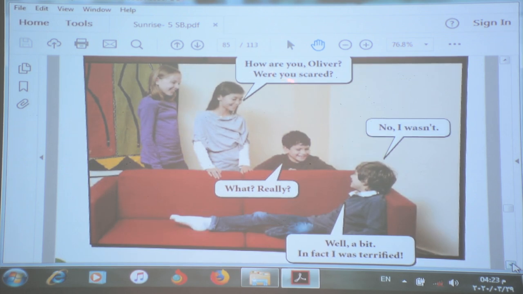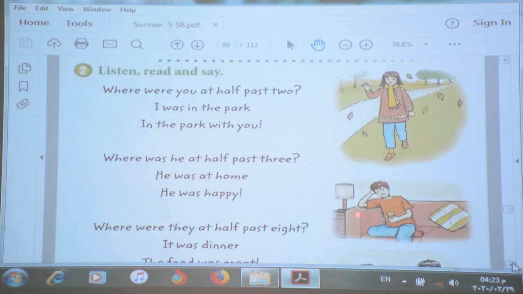She said, how are you, Oliver? Were you scared? Scared means afraid, okay? And he said, no, I wasn't. It's about the past. Really? Well, a bit. In fact, I was terrified. Terrified.